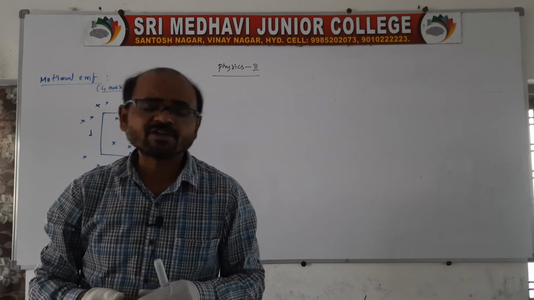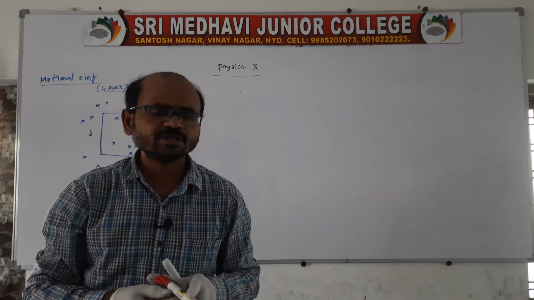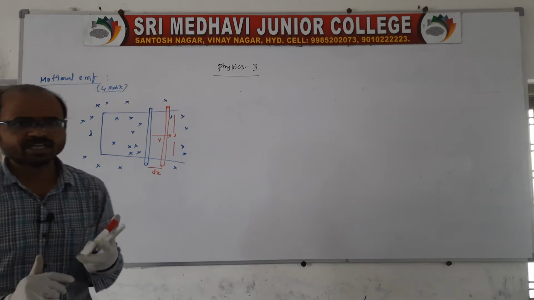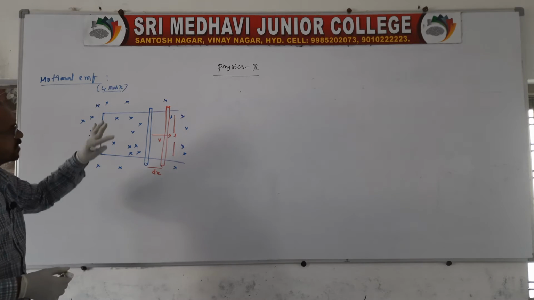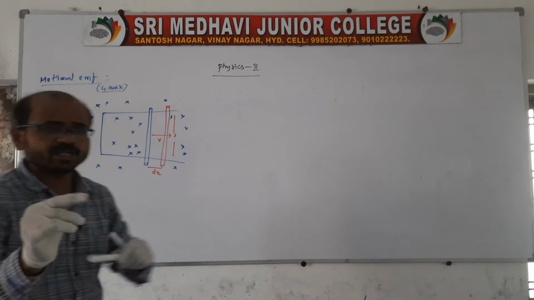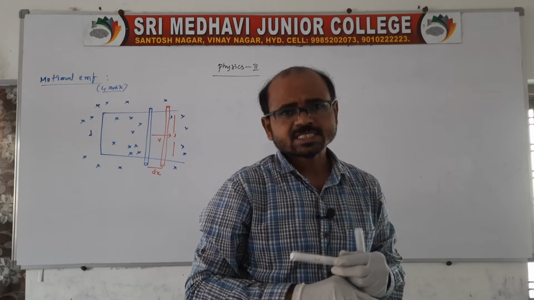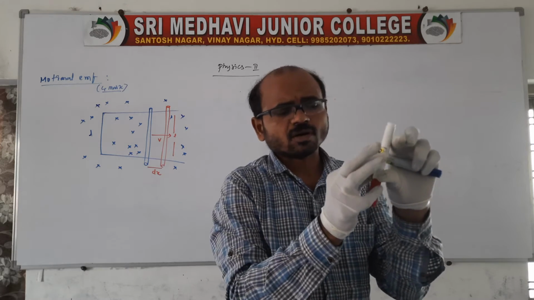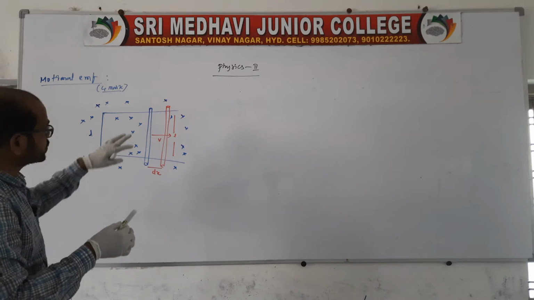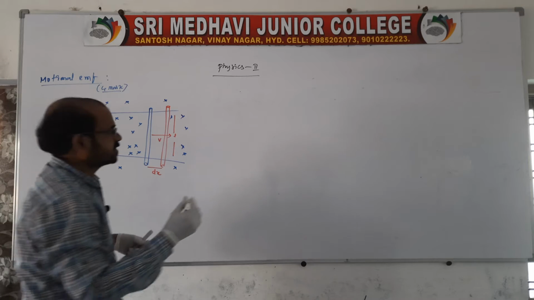When it is moving in a given field, EMF is induced because there is a change in field or a change in flux, as the coil is moving in the given field. That induced EMF we can call the motional EMF. Now we need to find the motional EMF.